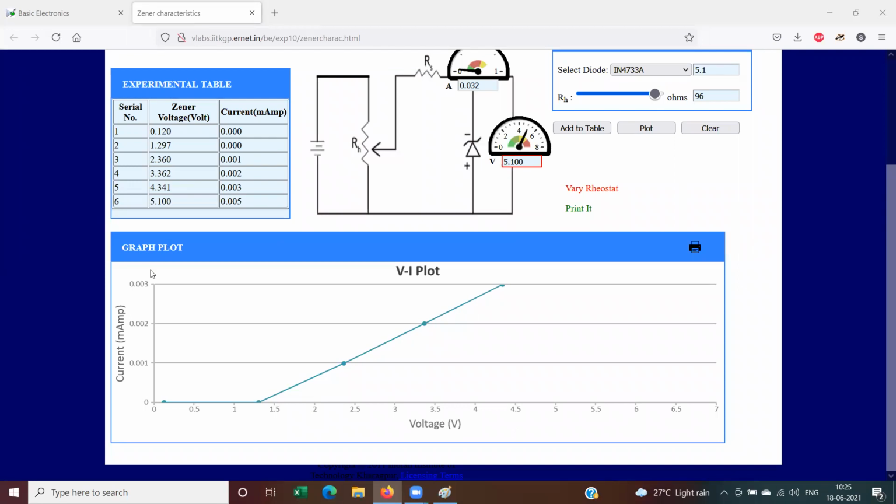So the idea of this experiment is that once the Zener diode is in the breakdown region, it can handle a large change of current with a very small, or ideally zero, change of voltage across the circuit.